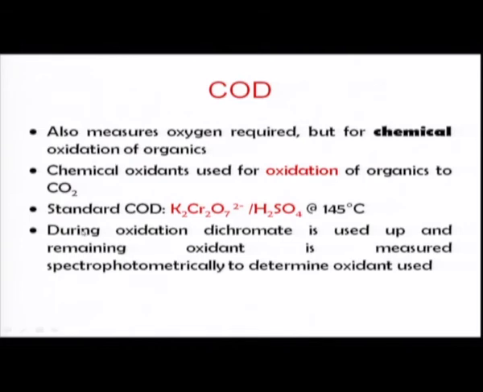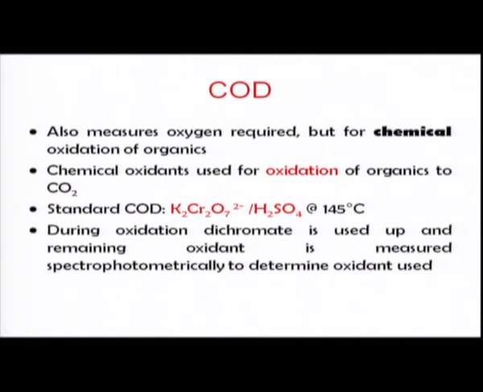COD again represents organic matter in industrial wastewater and sewage, and also measures the oxygen required, but for chemical oxidation of organics, whereas BOD is the oxygen required in the presence of microorganisms. Here a strong chemical oxidizing agent is used to convert the organic matter into carbon dioxide. Usually the method used is potassium dichromate in the presence of sulfuric acid, heated at 145 degrees Celsius for about 1 hour. Almost all the matter will be oxidized, and potassium dichromate is taken in excess.